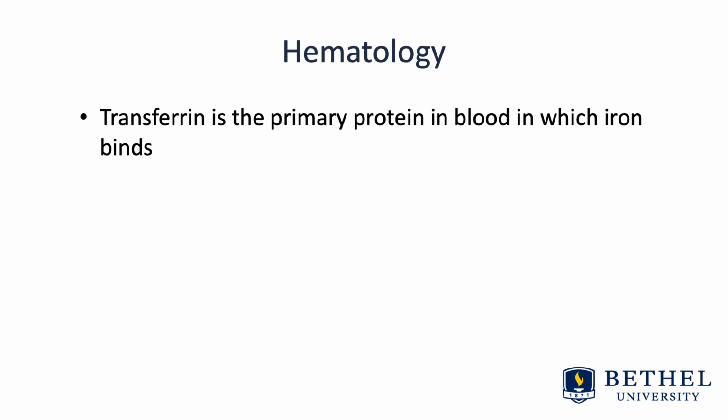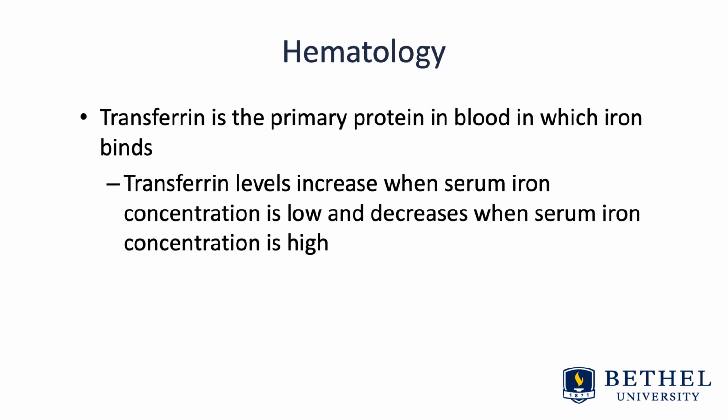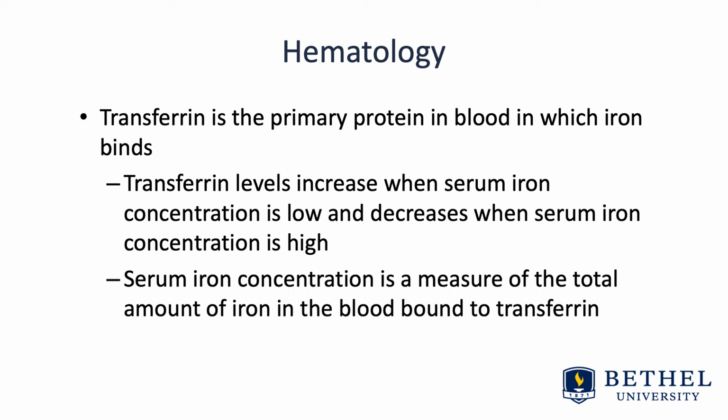Transferrin is the primary protein in blood in which iron binds. Transferrin levels increase when serum iron concentration is low and decrease when serum iron concentration is high. Serum iron concentration is a measure of the total amount of iron in the blood bound to transferrin. This value fluctuates throughout the day and is affected by conditions unrelated to anemia, for example, infections or inflammation. Therefore, serum iron should not be evaluated alone, but it can be useful in relation to transferrin levels and serum ferritin.